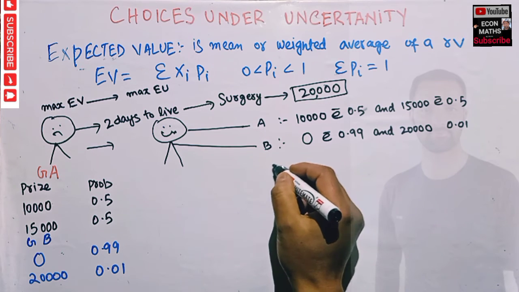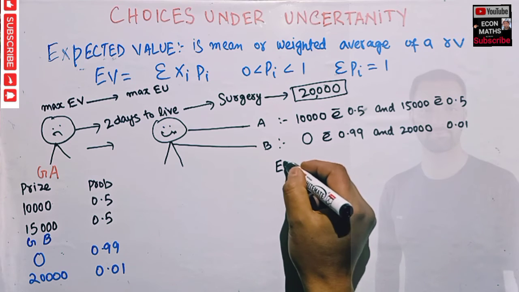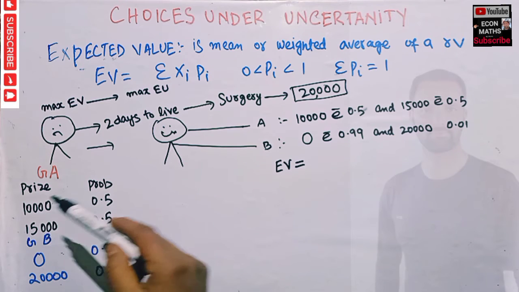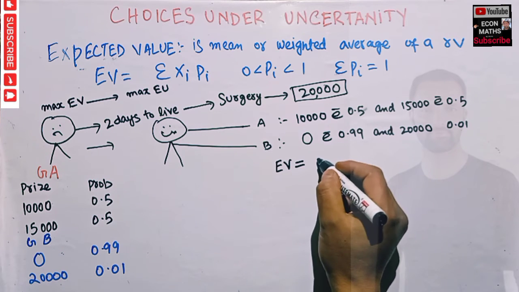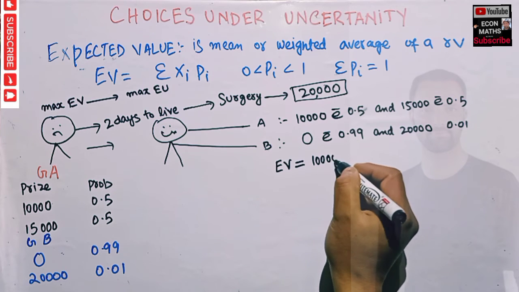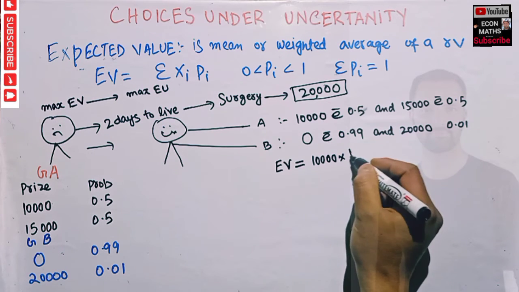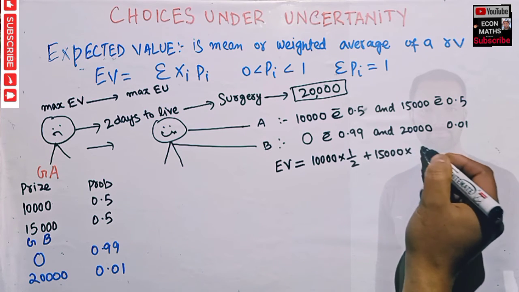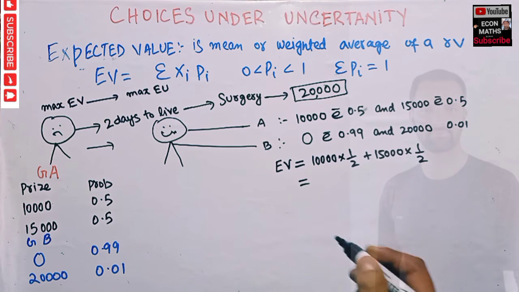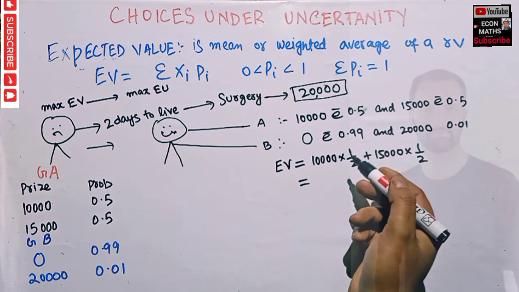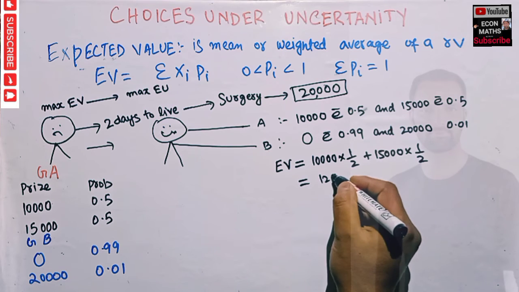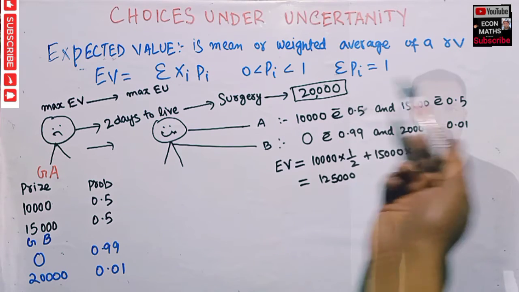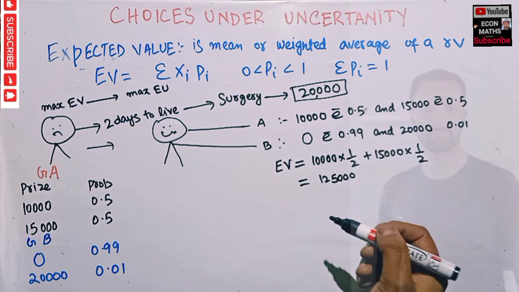So expected value for gamble A will be simply multiplying the random variables with their probabilities, which I have explained to you. So this is $10,000 into 0.5, that is 1 upon 2, plus $15,000 into 1 upon 2, and this gives him the expected monetary benefit. When you solve this, it will come out to be 12,500. As I told you, expected value is the mean or weighted average of random variables with their associated probabilities.